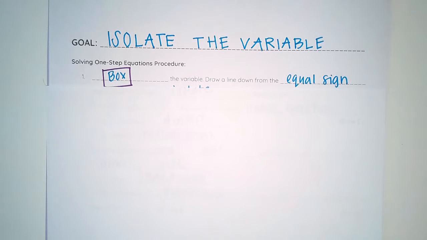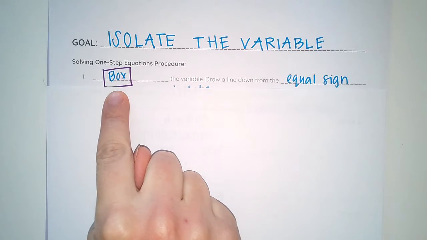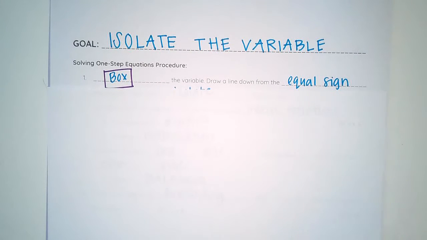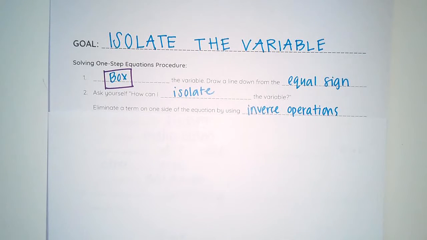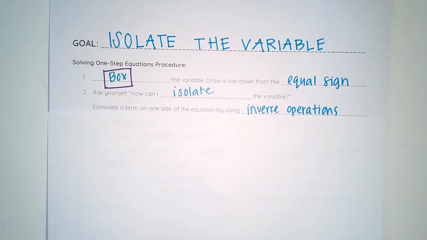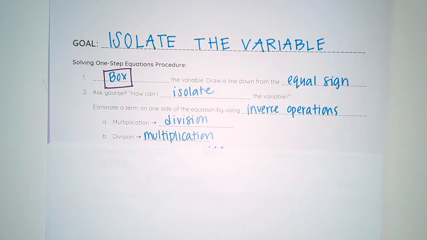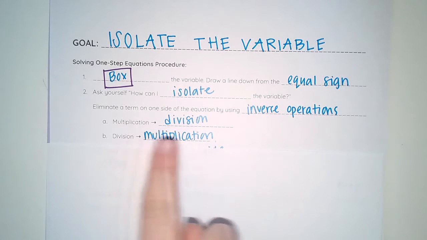Yes, I do understand that some of these are easy to do in our head, but we will get to the more complicated ones. So I do need you to know how to efficiently solve your equations, and that includes showing your work. So you'll start by boxing the variable and draw your line down from the equal sign. And then in step number 2, you will ask yourself, how can I isolate the variable? How can I get the variable alone? I get the variable alone by using inverse operations. The inverse of multiplication is division, and the inverse of division is multiplication.